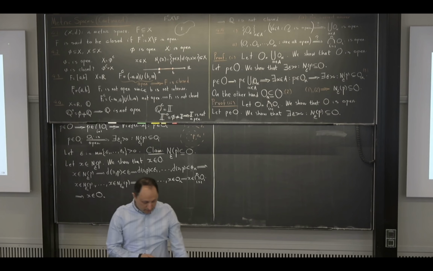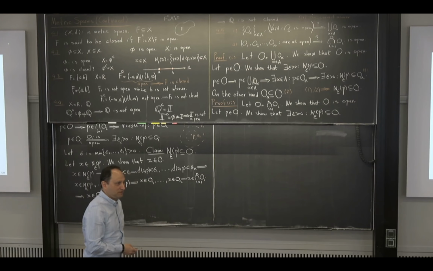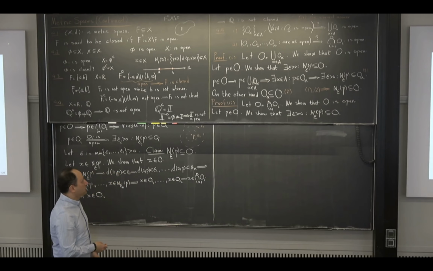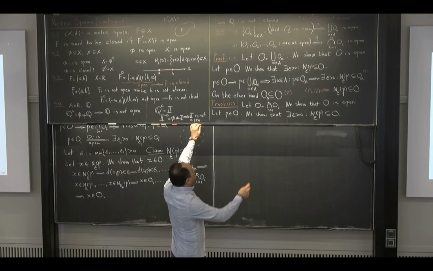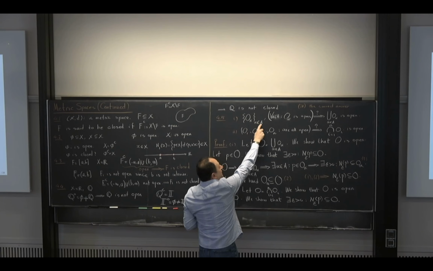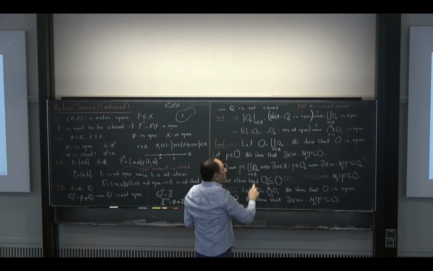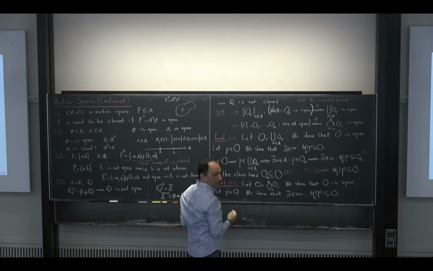Okay, so let us go to the next one. This is an example. Show that in a metric space, the intersection of infinitely many open sets is not necessarily open. You come up with an example yourself. Think about intervals. Do you see what I'm telling you? In the first part of the theorem, I didn't care how many open sets I have. For union, I don't care. But for intersection, I care.